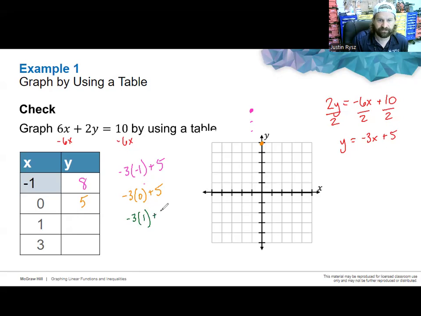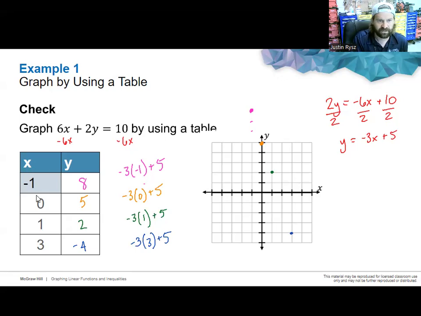We plug in 1. All right, -3 times 1 is -3. -3 plus 5 is 2. So at 1, we're at 2. And if we plug in our last one here, -3 times, now be careful, that table set is 3. Let's see, that would be -9 plus 5 would be -4. So at 3, we're at -4.